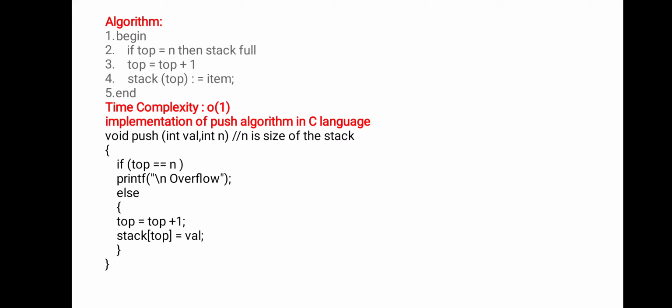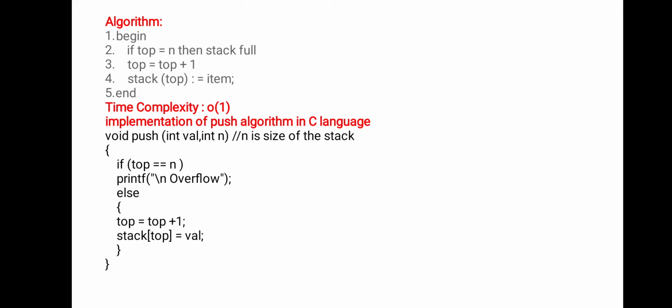Otherwise, whenever the condition is false, the stack is not full. What does it mean? The stack contains some empty places where it is possible to place elements. At that time the top value is incremented by 1. Top is equal to top plus 1, and stack of top is equal to item. Here item means the new value which is placed into the stack. Stack of top: top represents the position, and the new value is placed there in the stack. Okay, this is the end, and this is our algorithm.